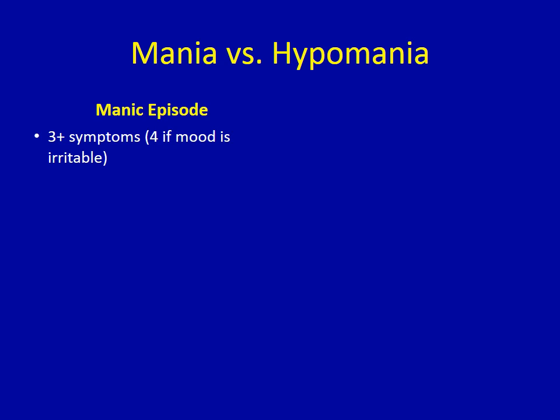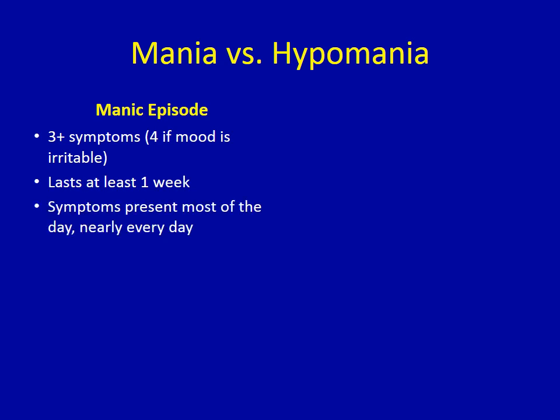In addition to having these symptoms, the symptoms need to be present for at least 1 week, with one important caveat. If the symptoms are severe enough that the individual needs to be hospitalized, the duration does not need to last the full week. So if your symptoms are severe enough that you need to be hospitalized, that automatically qualifies an individual for a manic episode. But in the absence of hospitalization, the symptoms need to be present for at least 7 days. During that period, the symptoms need to be present most of the day, nearly every day. So similar to with our major depressive episode, these are not transient symptoms, these are not reactive symptoms. This is a persistent elevated mood state.